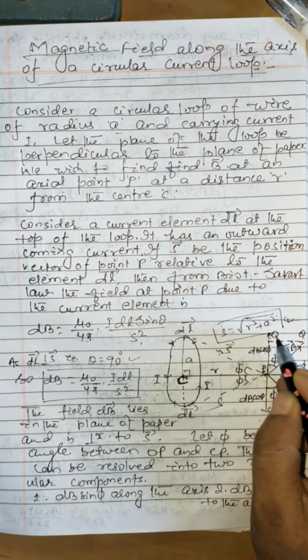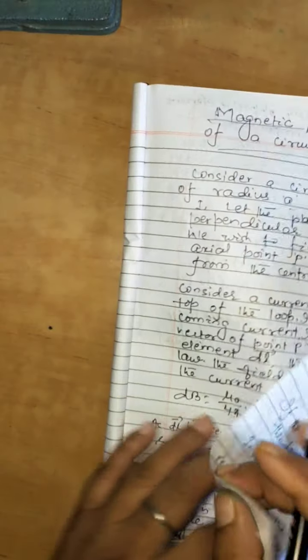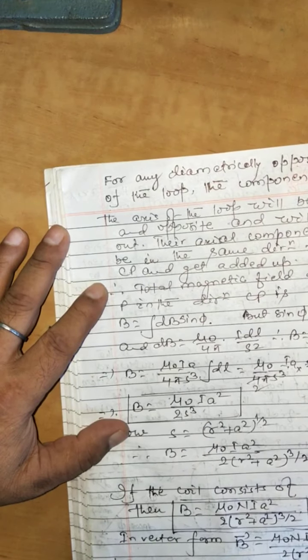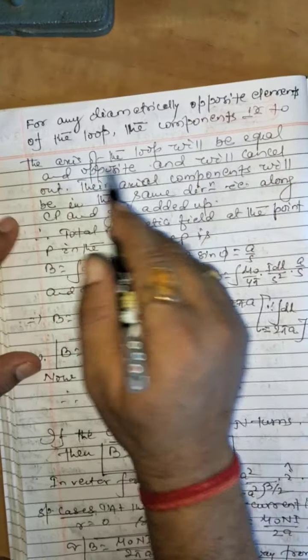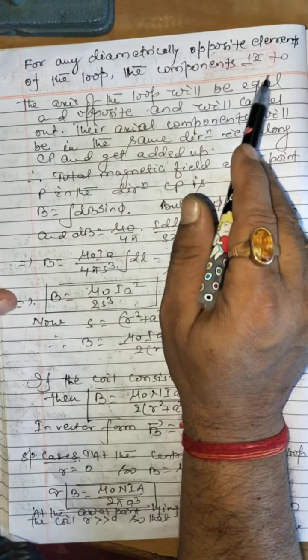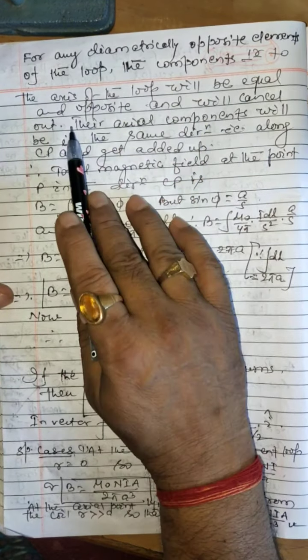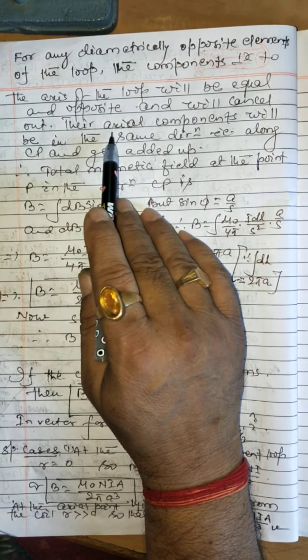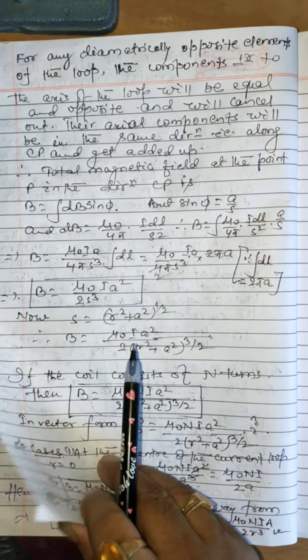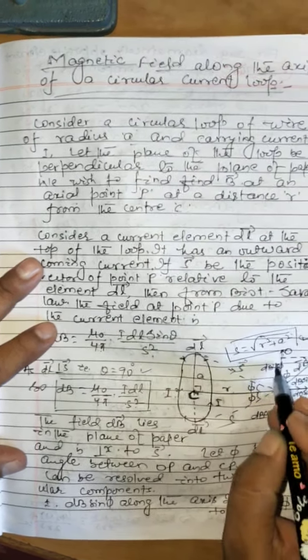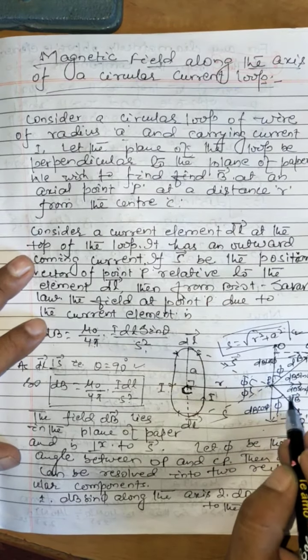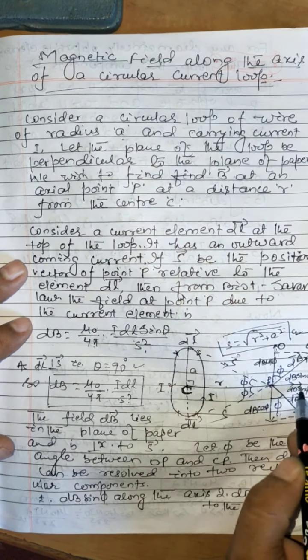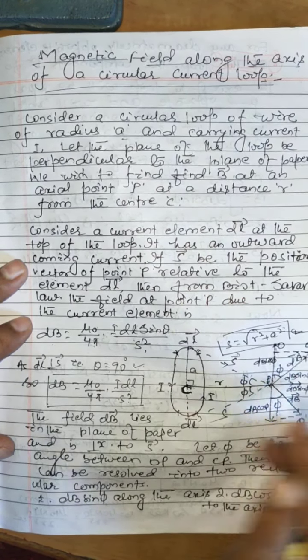Now you see, for any diametrically opposite elements of the loop, the components perpendicular to the axis of the loop will be equal and opposite, and hence will cancel out. Therefore the axial components will be in the same direction, that is along CP. The dB cos phi and dB cos phi will be cancelled out, and only the dB sin phi will be added up because it is along the axial line.